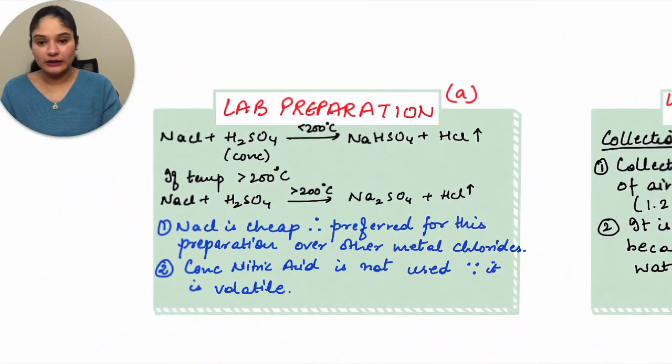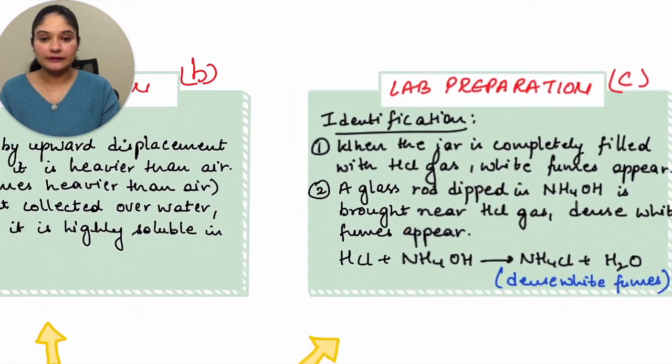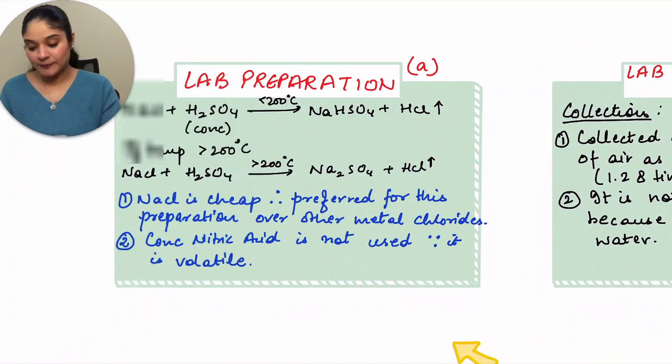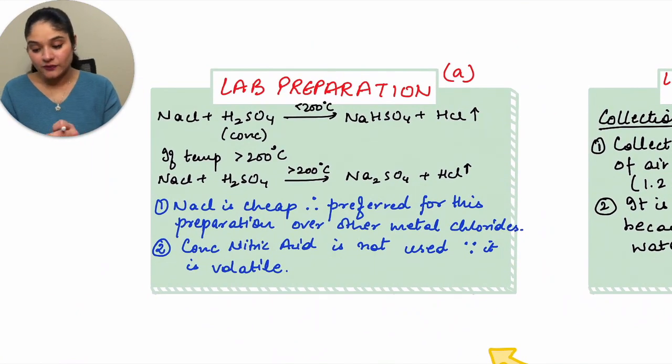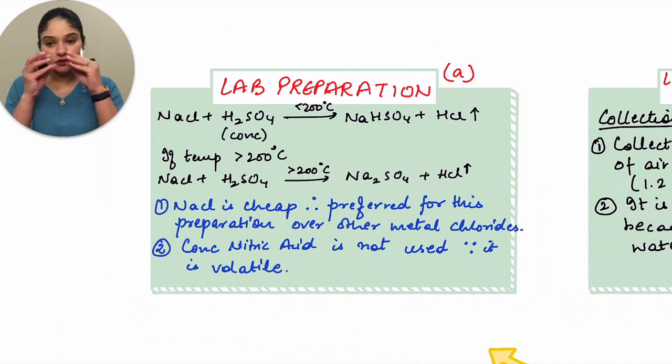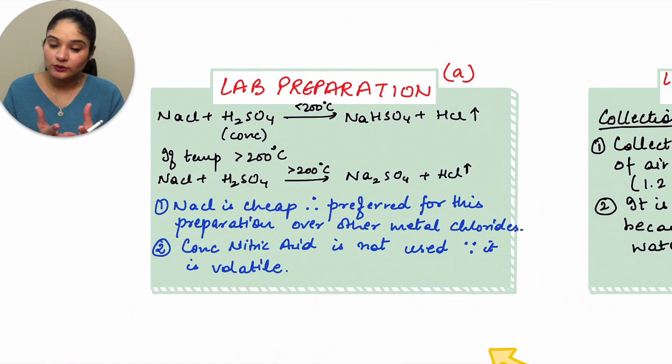We'll start with the lab preparation, which I have divided into parts A, B and C. So for lab preparation, you have NaCl reacting with H2SO4 at a temperature lower than 200 degrees Celsius, which will give you NaHSO4, and HCl gas is liberated.